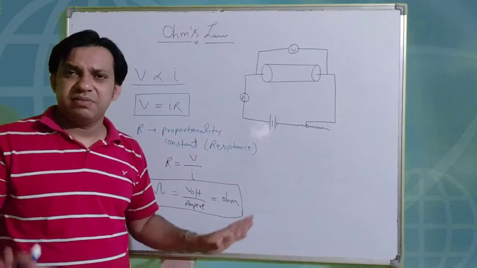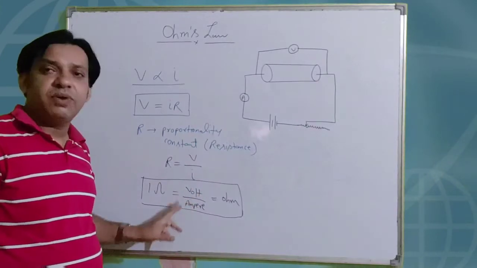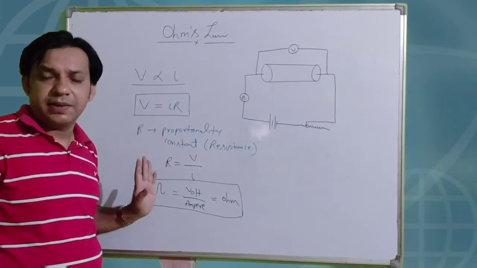The basic traditional method to give the definition of any quantity is by taking the one unit, 1 volt and 1 ampere.